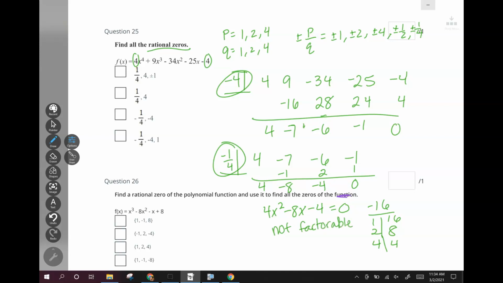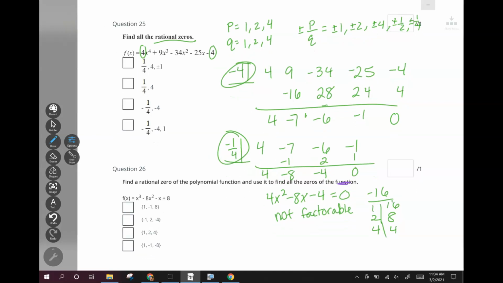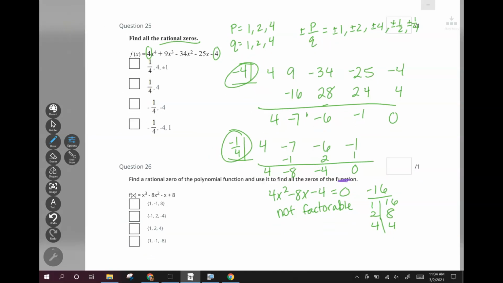And if it's not factorable, that means I'm not going to get any more rational zeros. You could plug it into the quadratic formula to see what the other zero is, but it's not rational. So since we're only looking for rational zeros here, we're done with -4 and -1/4.